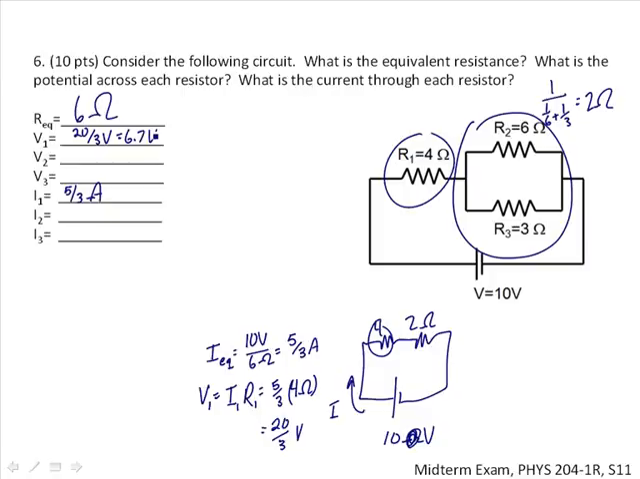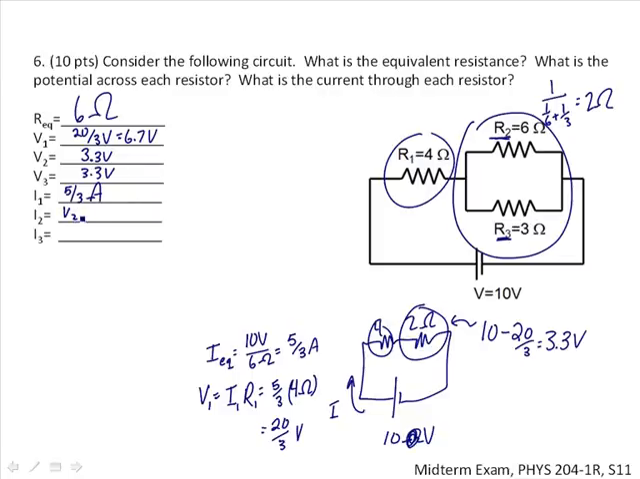And then V2 and V3 are going to have the same voltage, and that voltage across this resistor is equal to 10 minus 20/3, or 10 minus 6.7, which is 3.3 volts. So V2 and V3 are both 3.3 volts. Alright, and then I want to find I2 and I3.